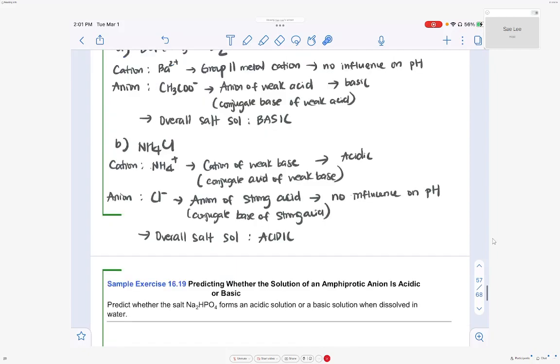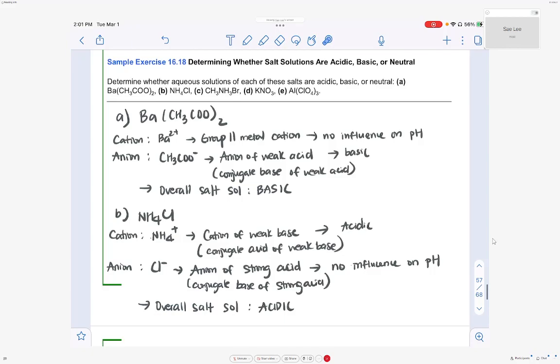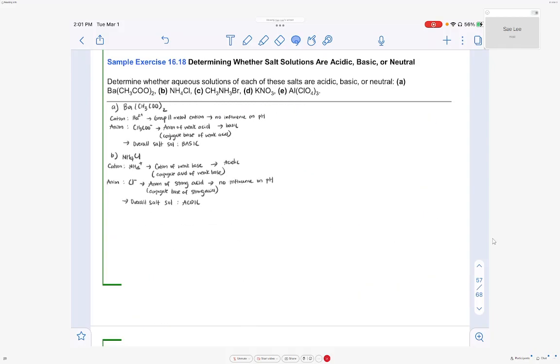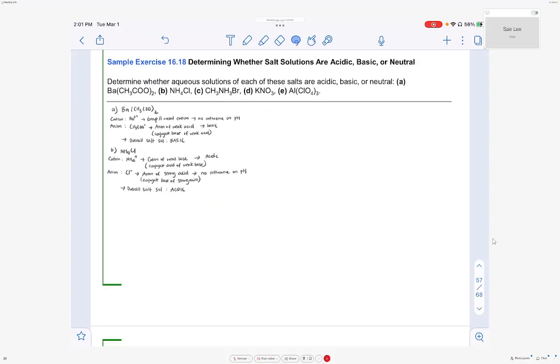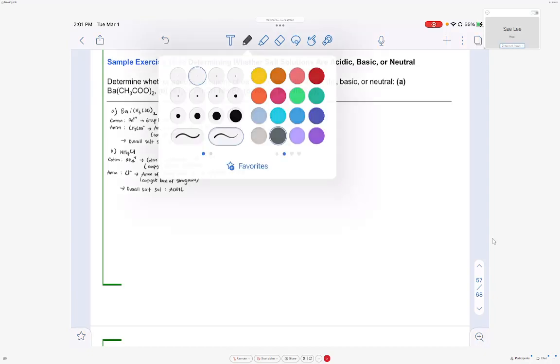I am out of space. I'm sorry, but I have no space, so I have to make it really, really small.